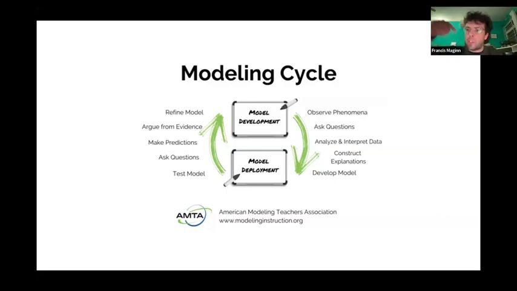Yeah, and the cycle does spiral upward as well. Right. So you're constantly developing, then deploying, then developing, then deploying, and the students' understanding increases as time goes on through this cycle.